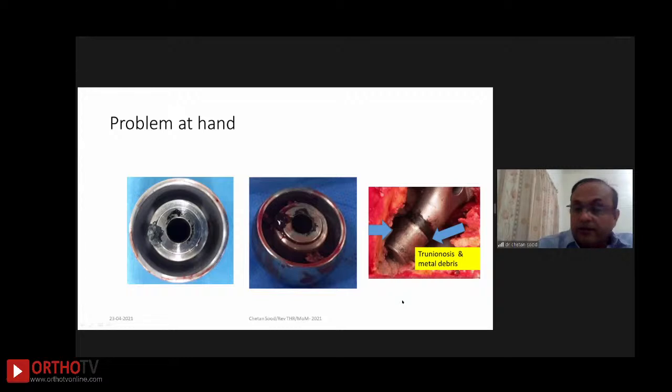And it was absolutely very messy inside. A lot of tissue loss also took place. That was another of our concerns. If you remove too much of tissue, the AML stem will obviously take a toll on the bone. So offset options will become less in distal fixation stems. That was one of our concerns.